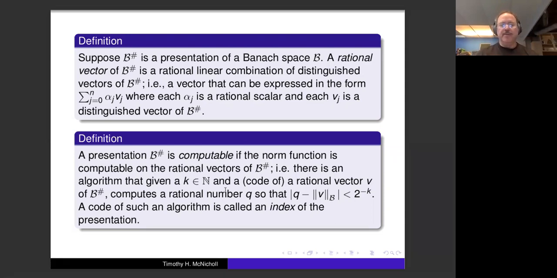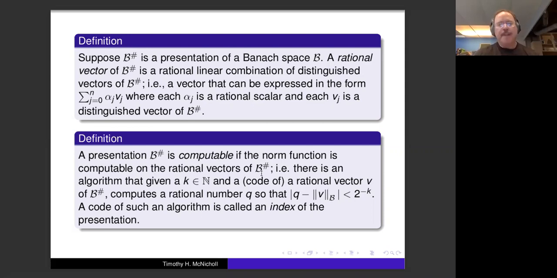That real number may have a non-terminating decimal expansion, so again we have to think about this in terms of approximations. When we say B sharp is computable, we mean there's an algorithm that, given a number k and a code of a rational vector v of B sharp, computes a rational number q that's within 2 to the minus k of the norm of v.